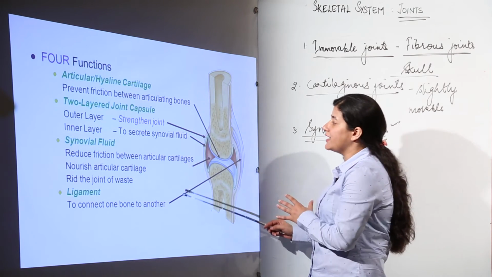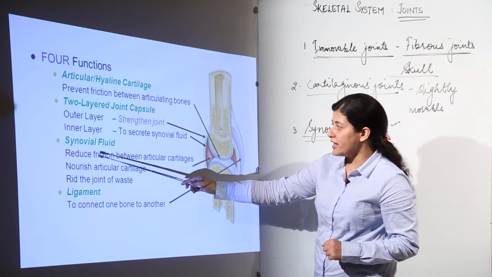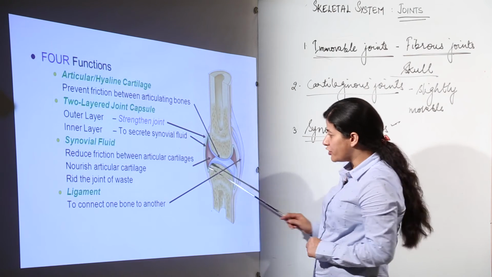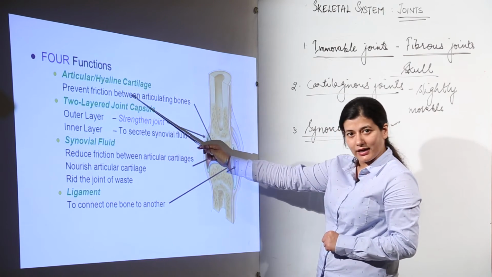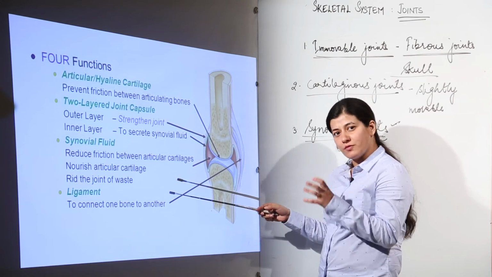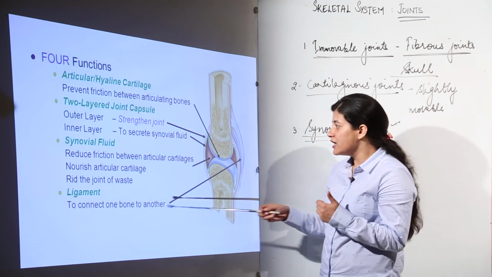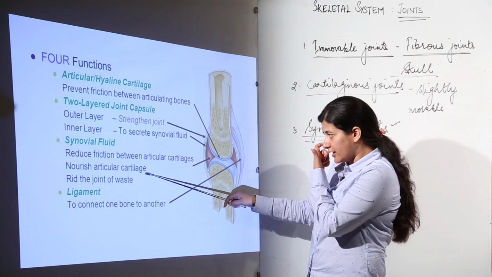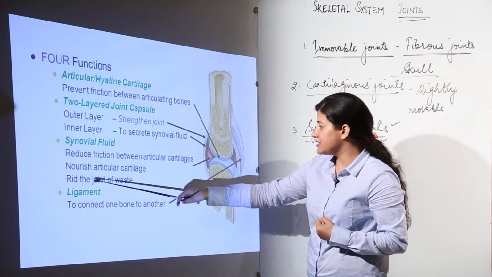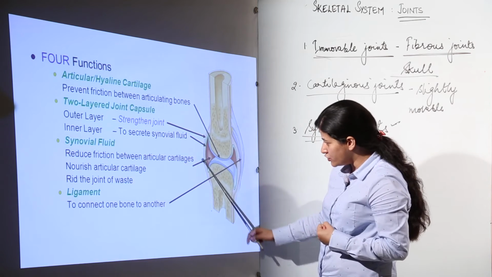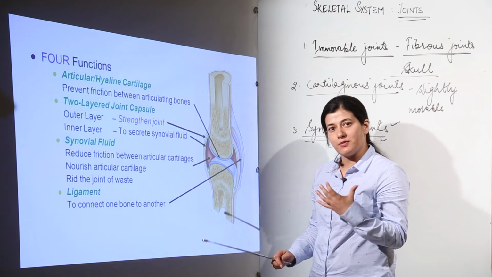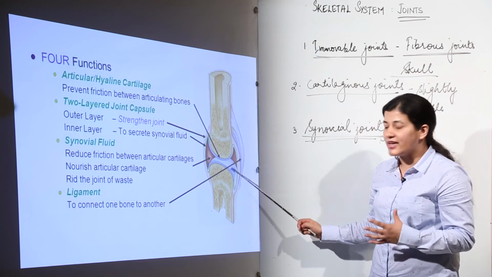Now, what is the synovial fluid meant for? It is meant for reducing friction. First of all, the friction was reduced by the hyaline cartilage. Apart from that, there needs to be a fluid-like substance so that there is free movement. It nourishes the articular cartilage, and it rids the synovial joint of the waste being formed inside the synovial cavity.